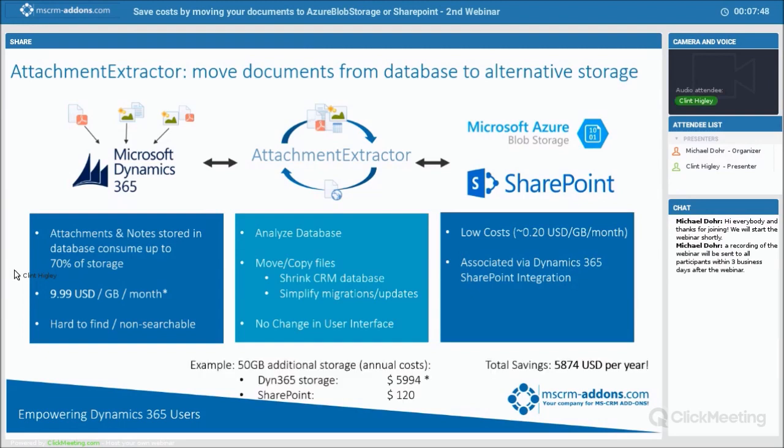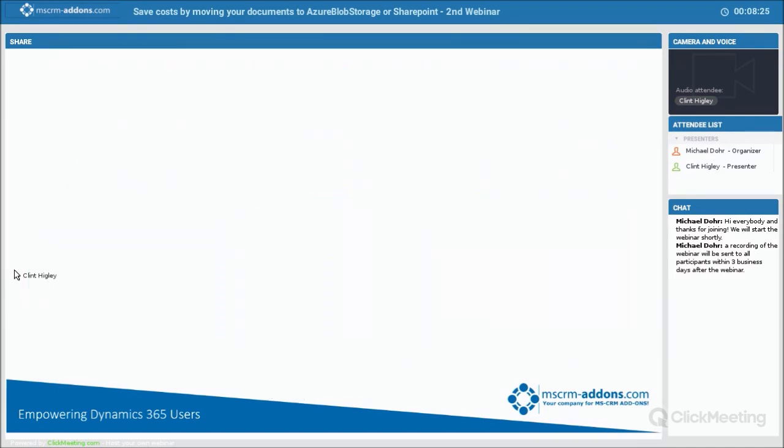So just to give you a brief example, let's say you had 50 gigs of additional storage. Your annual cost on that, if you were doing it in Dynamics 365, would be $5,994. Naturally, that price could increase if the rumors are true. For SharePoint, that would be $120. So the total savings by moving your attachments from your Dynamics 365 database over to SharePoint or the Azure Blob Storage would be roughly $5,874 a year.